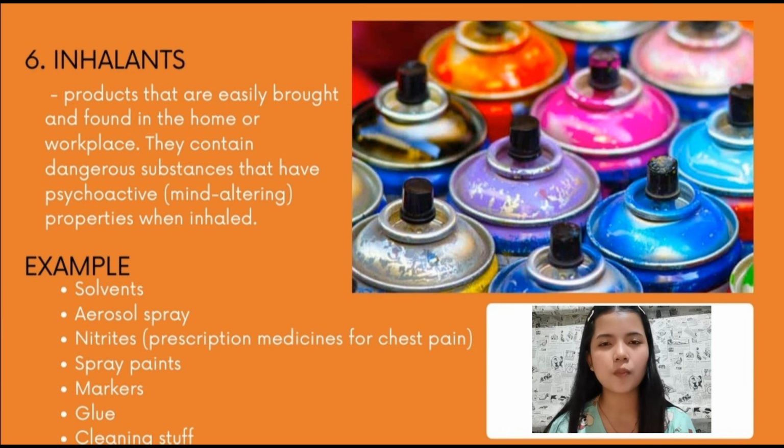And for the last, number 6, inhalants. Products that are easily bought and found in the home or workplace. They contain dangerous substances that have psychoactive or mind-altering properties when inhaled. Examples: solvents, aerosol spray, nitrites or prescription medicines for chest pain, spray paints, markers, glue, and cleaning stuff.